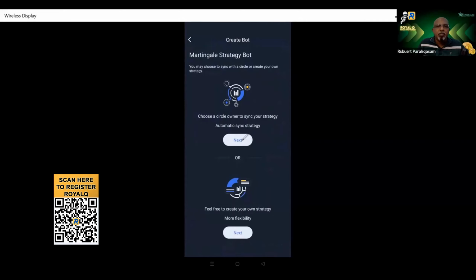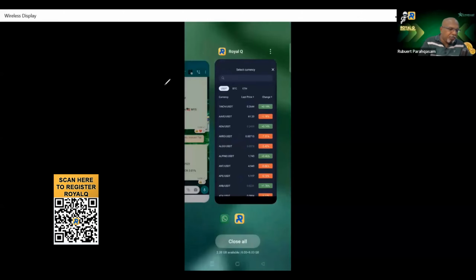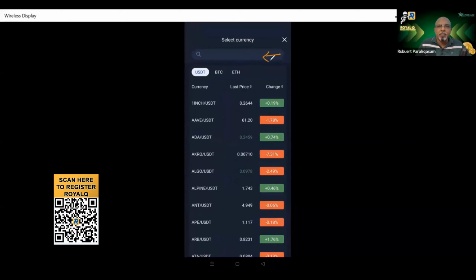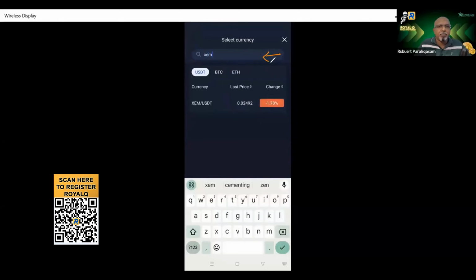Now you see there are two choices here: the automatic sync strategy and more flexibility. What we do is we choose more flexibility. All right, that has been tapped. Next, which is the coin that we need to trade? XEM. Just tap in the search box and type XEM. And you have it.